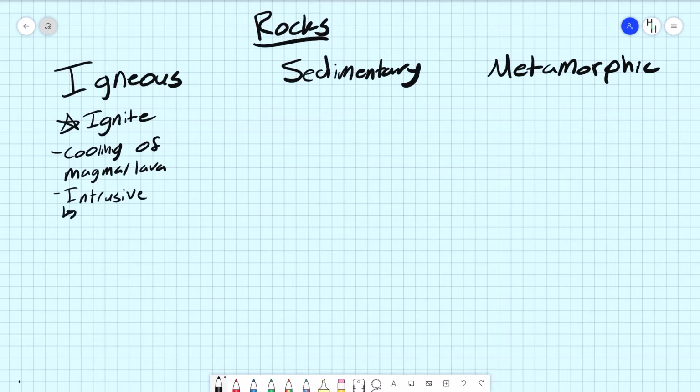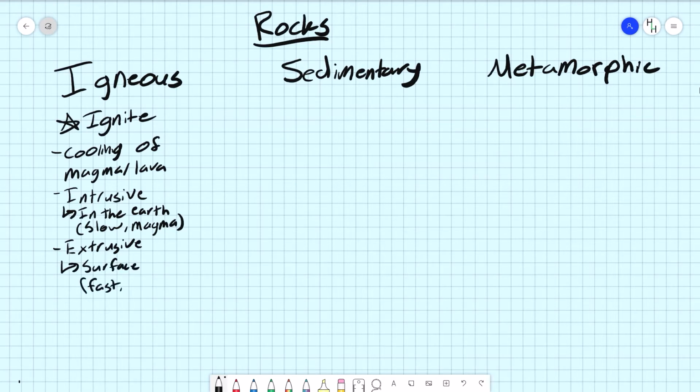So our first type of igneous rock is an intrusive igneous rock. These rocks are formed in the earth, and because they're formed below the earth's surface, they're going to cool very slowly, and those are formed by magma. Our next type here is extrusive, and those are formed on the earth's surface. Because those rocks are interacting with the air and sometimes water, they're going to cool very fast.